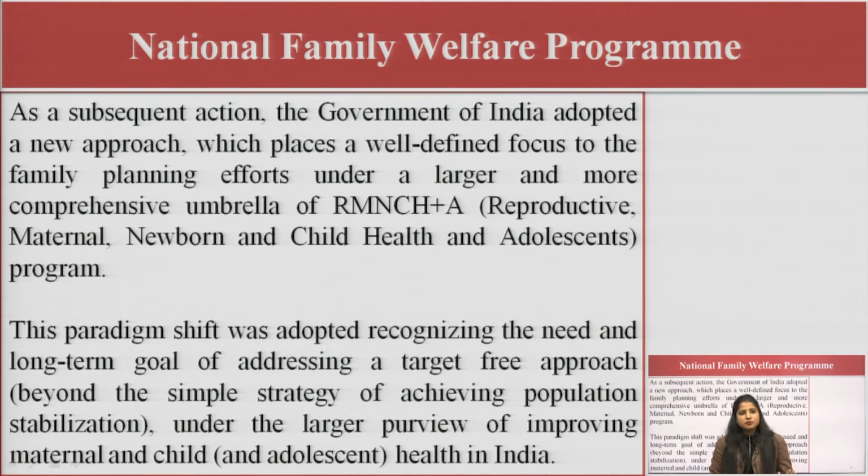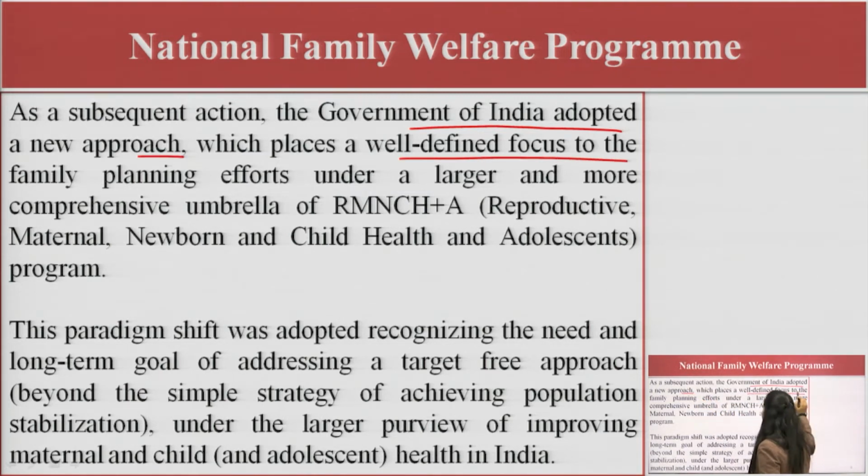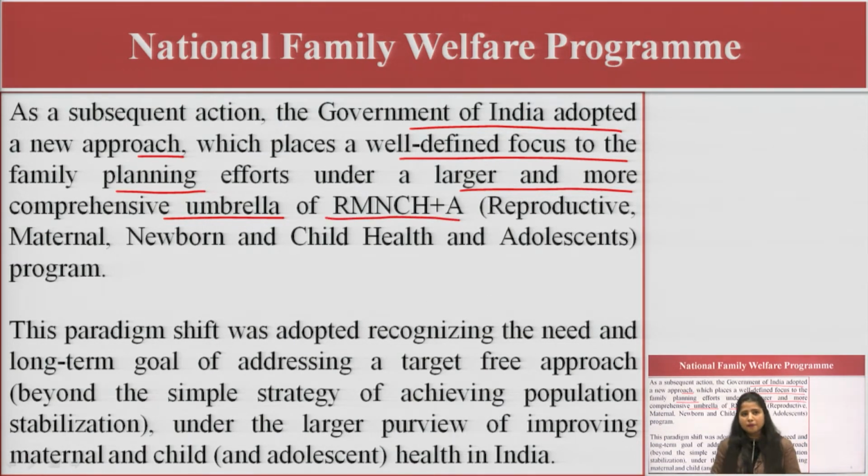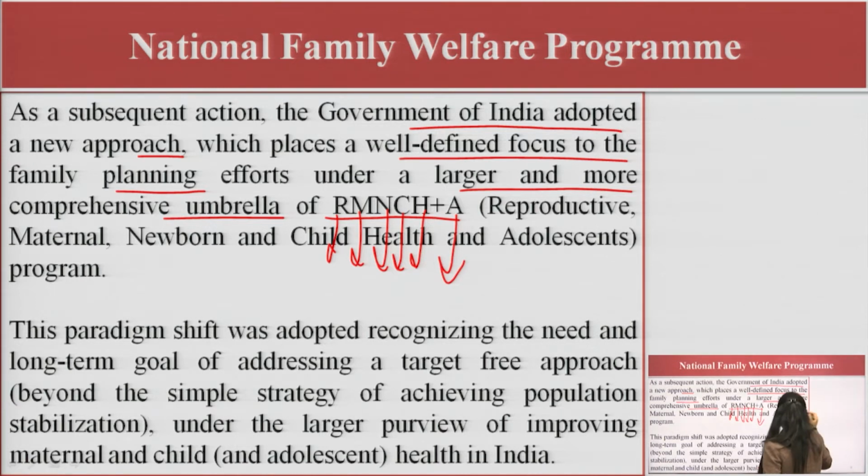Now, see, as a subsequent action after this meeting, what did India do? The Government of India adopted a new approach which places a well-defined focus on family planning efforts under a larger and more comprehensive umbrella. And what is this umbrella? It is the umbrella of RMNCH+A: reproductive, maternal, newborn, child health care plus adolescent. Adolescent here is up to 19 years of age.